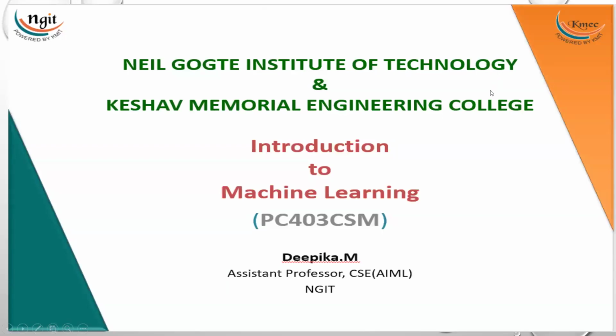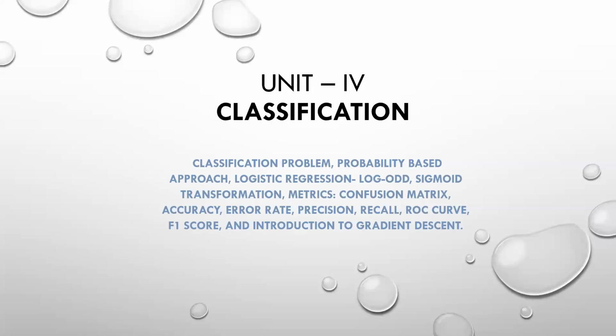Good morning, everyone. Today, I'm going to start Unit 4, that is classification. In this unit, we are going to discuss what classification is and what problems come under classification, how we are going to do probability-based classification, logistic regression, and important metrics of this classification, that is the confusion matrix, and a little bit of introduction to gradient descent.